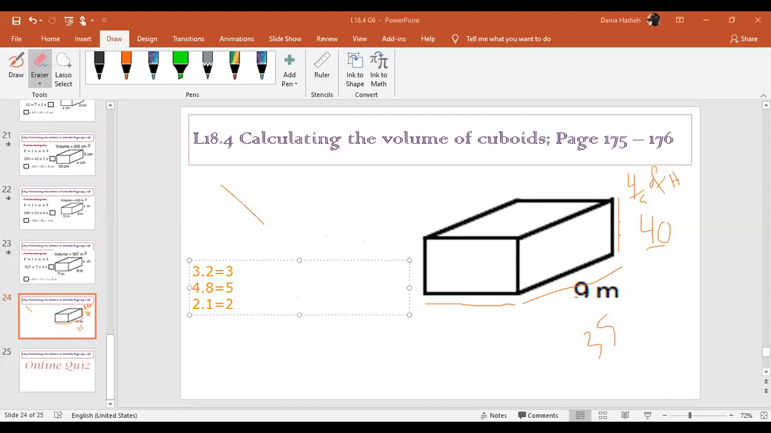Now you need to multiply the volume equals 3 times 5 times 2, which actually gives you what? 30. Okay? That's why it wasn't correct. Is it clear now, Mu'taz? Yes. Okay.